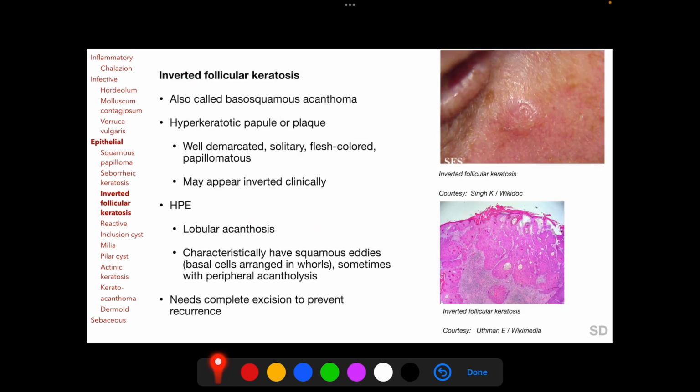Inverted follicular keratosis, also called basosquamous acanthoma, appears as a hyperkeratotic papule or plaque, which is well demarcated, solitary, flesh-colored and papillomatous in appearance. And the lesion may appear inverted clinically. On histology, we find lobular acanthosis, and characteristically inverted follicular keratosis have squamous eddies, which are basal cells arranged in whorls, sometimes with peripheral acantholysis. Inverted follicular keratosis needs complete excision to prevent recurrence.